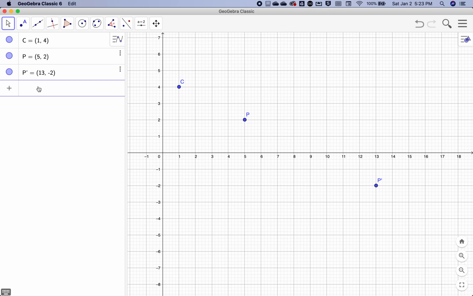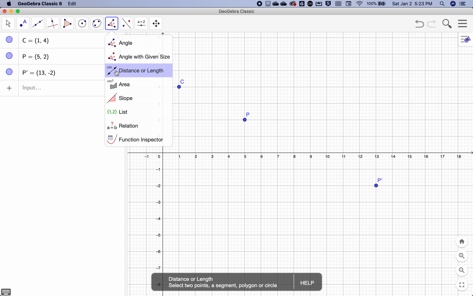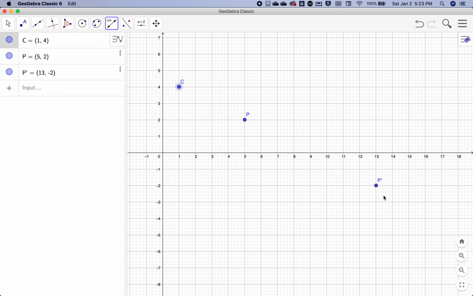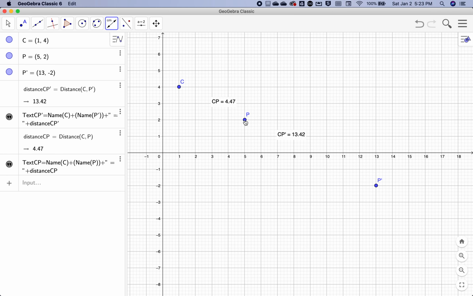So now we're going to find the lengths of CP and C prime. So let's do it the other way first. Let's do C to C prime. That length is 13.42, and C to P. And we're going to calculate the ratio between those. You can just stick those numbers in a calculator and do it that way. I'm going to do it this way.